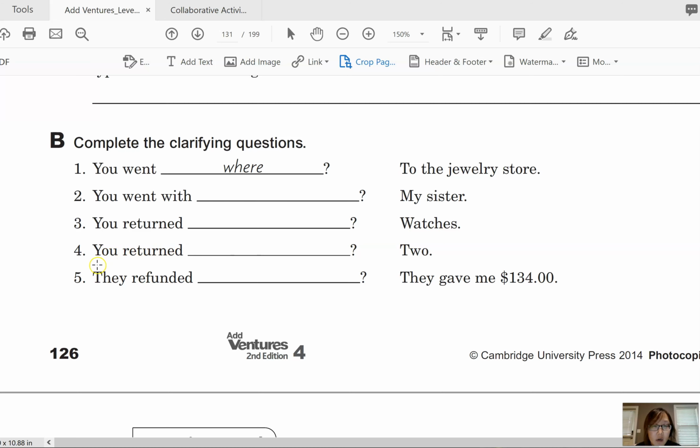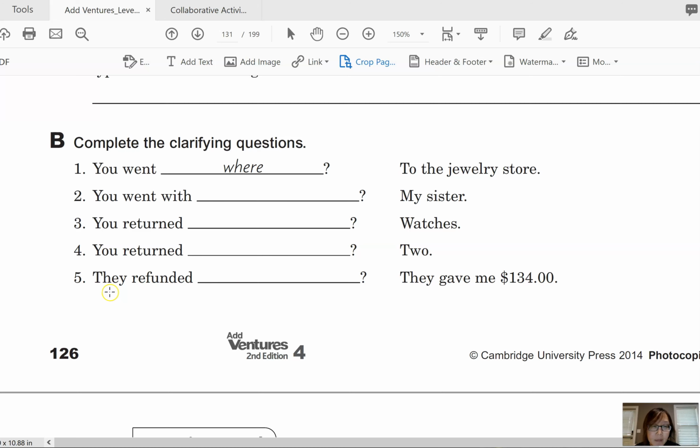And then number 4, you returned how many? Okay, and then you can answer, I returned 2. And then finally, number 5, they refunded how much? They gave me $134. And then this one is already a complete sentence, so you don't have to change it. But you can say they refunded me $134.